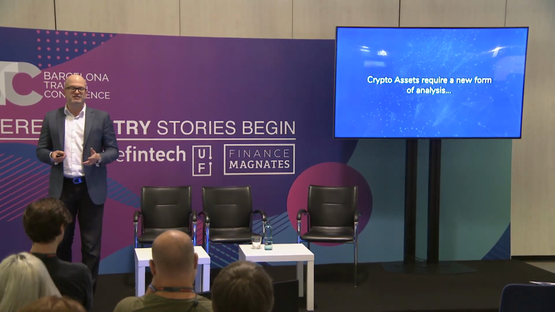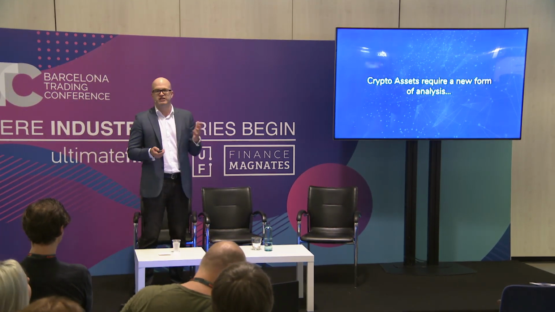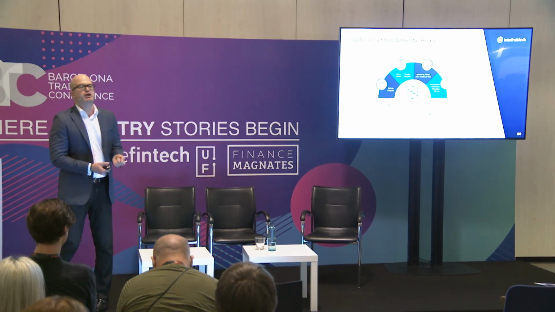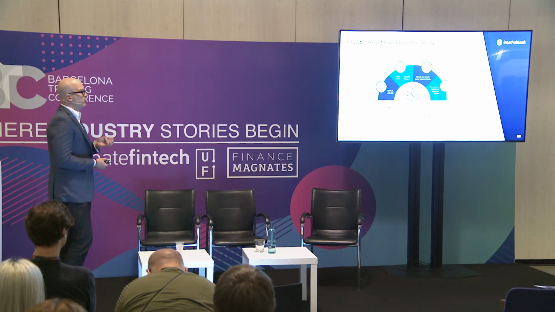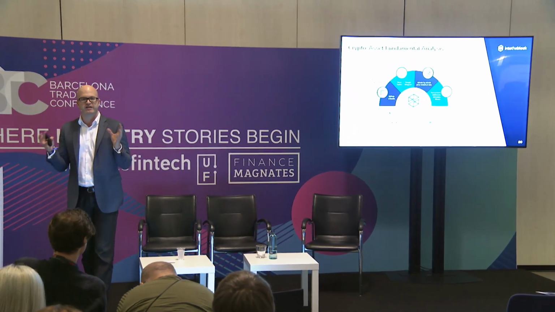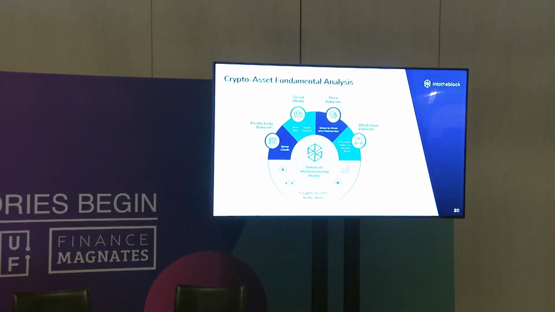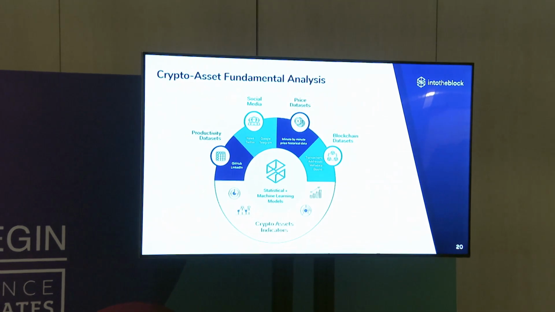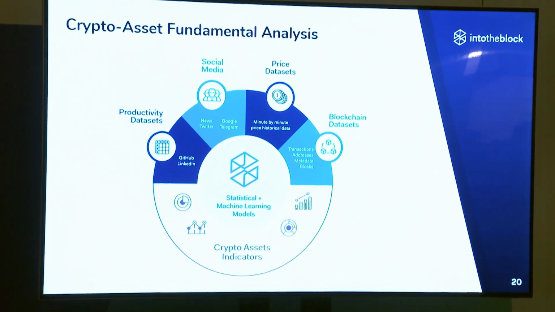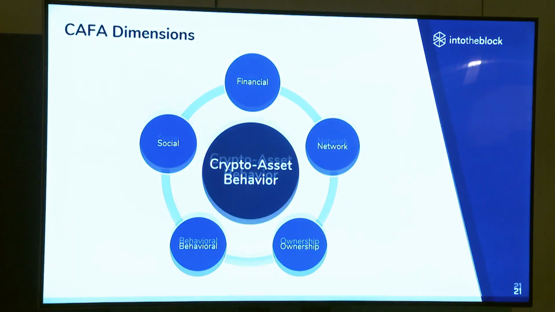So when we started IntoTheBlock, we came up with this overarching thesis that crypto requires a new form of analysis, and because we really sucked at marketing, we came up with this thing called crypto asset fundamental analysis. That is what will happen if we put data science and machine learning and deep learning and all these techniques at the intersection of blockchain data, public market data sets, and social data, and try to come up with indicators that are very unique to the crypto space. What the heck does that mean?